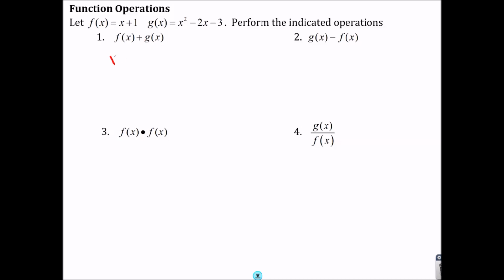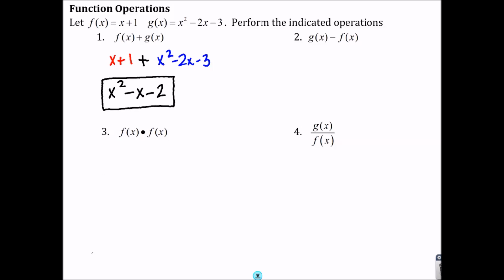So f of x is x plus 1. We're going to add g of x, which is x squared minus 2x minus 3. Now we just need to combine our like terms, and we end up with x squared minus x minus 2. And that's it.